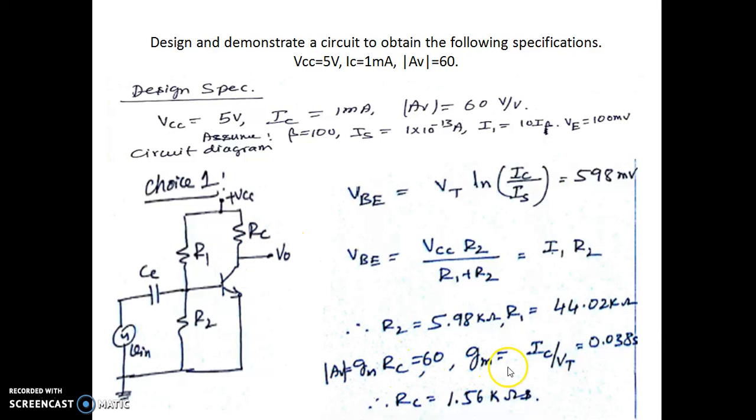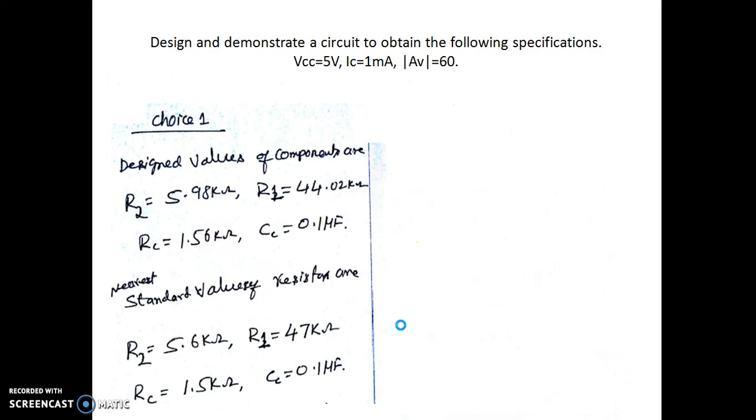With the value of gm given by IC by VT, equal to 0.038 Siemens, RC comes out to be 1.56 kilo ohms. Using these equations, the obtained values of components are: R1 is this, R2 is this much, and RC is coming out to be this. Since these are not standard values, we can go for the nearest possible standard values, and choose R1 as 47K, R2 as 5.6K and RC as 1.5 kilo ohms. And we can use a coupling capacitor of 0.1 microfarad.